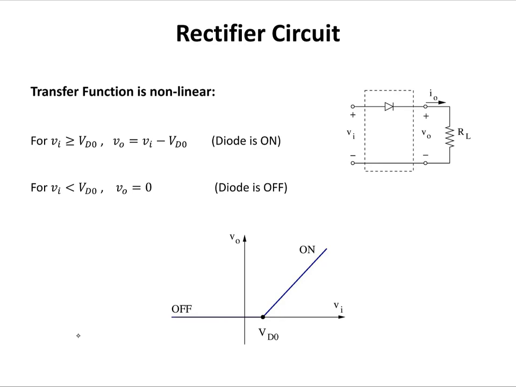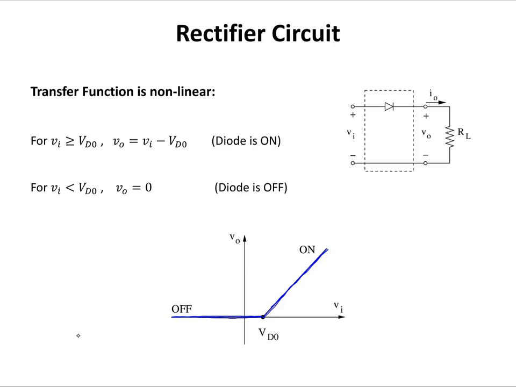As you can see here, the transfer function is non-linear. When Vi is greater than Vd naught, or in this region, for these values of Vi on the graph, Vout is going to be equal to Vi minus Vd naught. So this is the equation of that line, and in this case the diode is on. For Vi values less than Vd naught, the diode is off and Vout is going to be equal to 0. So this is the transfer function for this circuit.